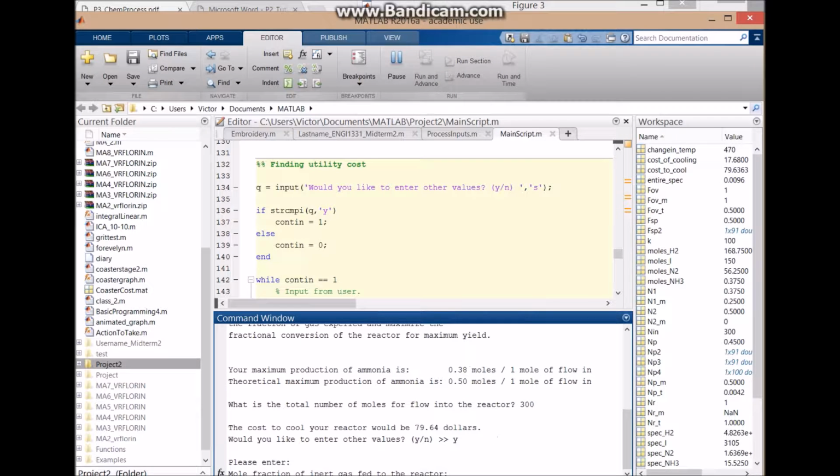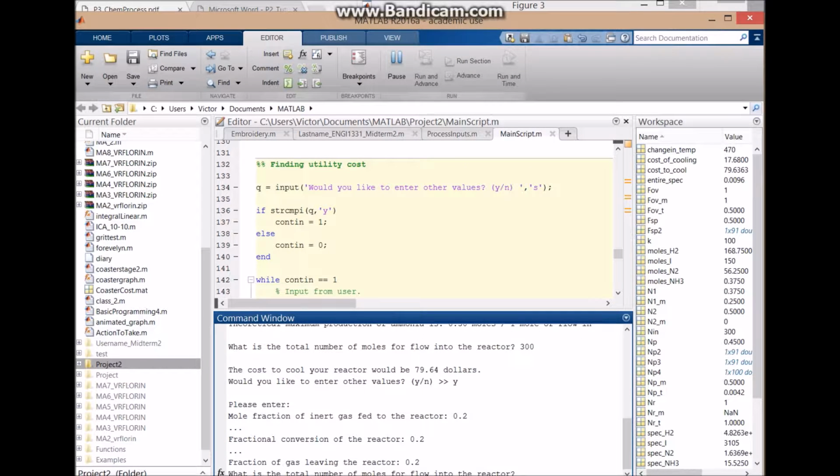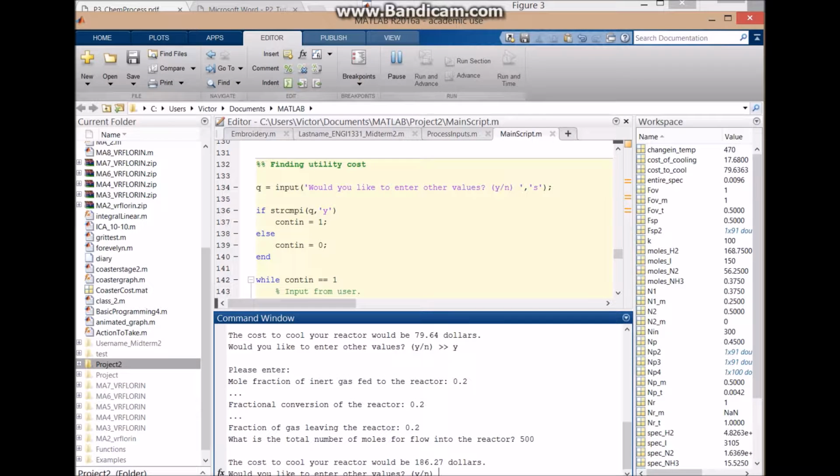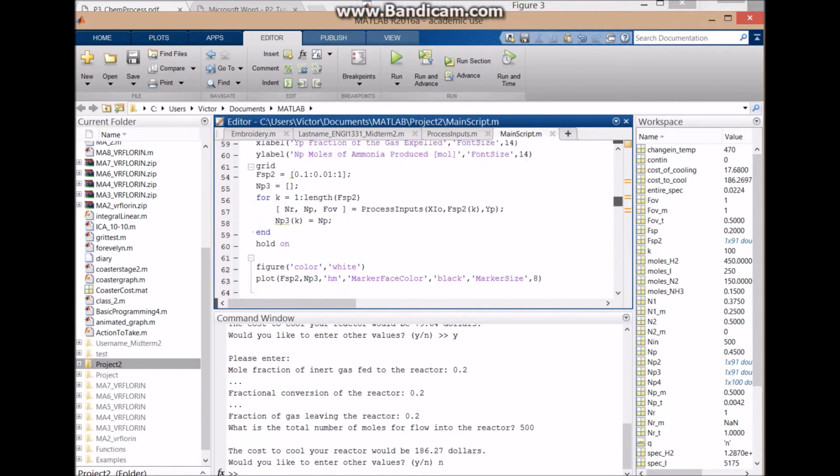Yes. Let's have 0.2. Number of moles 500. And it tells you the cost to be cooled. Would you like to enter the values? Nope, I'm done. Okay, so that's how the code works. Well, no, that's what the code does. Now let's see how it works.